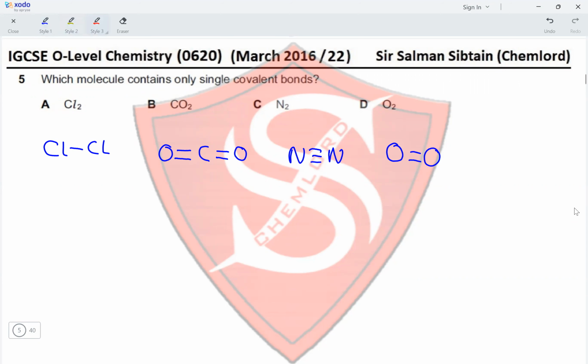So the only molecule with a single covalent bond present is the molecule of chlorine, making option A the correct option for this question.